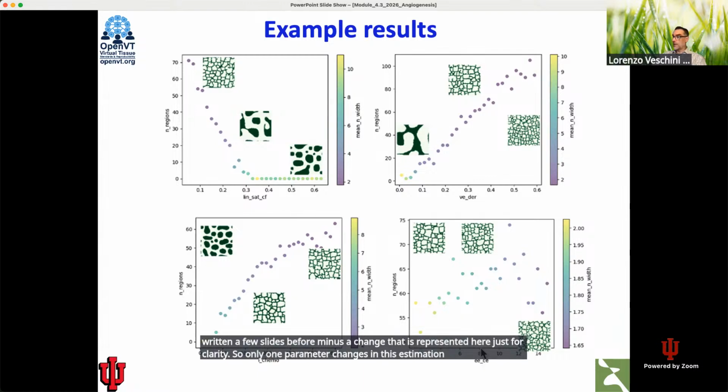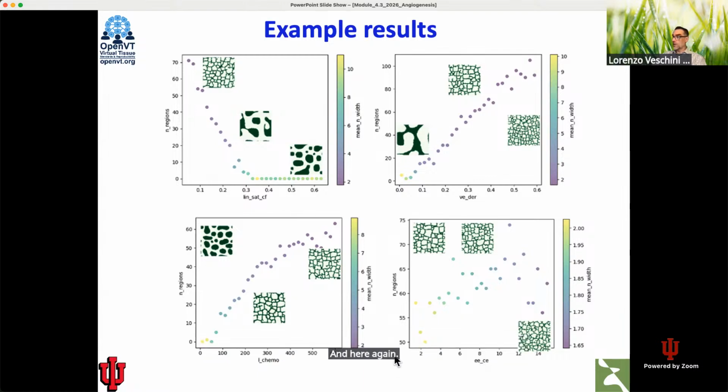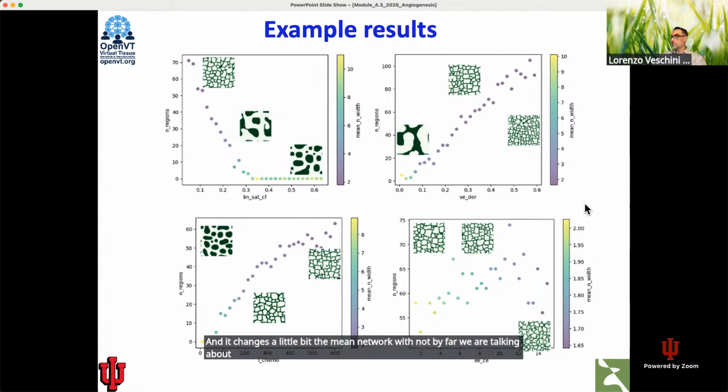And here again, we have the energy contact. It makes somewhat sense with the number of regions. There are ranges which are different. And it changes a little bit the mean network width, not by far. We are talking about 165 versus 2 pixels, so it's not a huge difference.